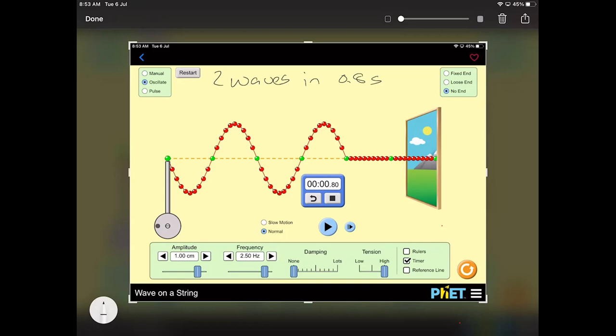The seconds divided by waves. Okay, perfect. So we do seconds divided by waves. So you can do seconds over waves. And that's 0.8 seconds over 2.